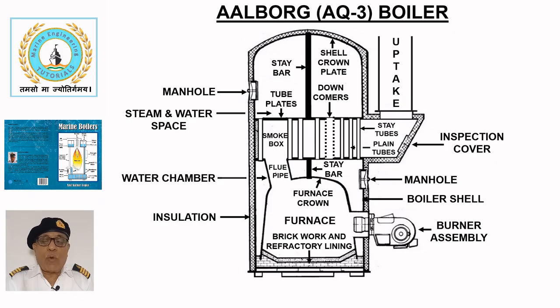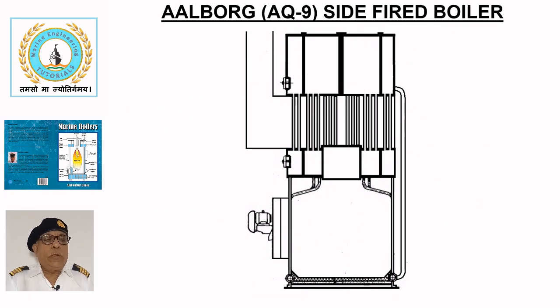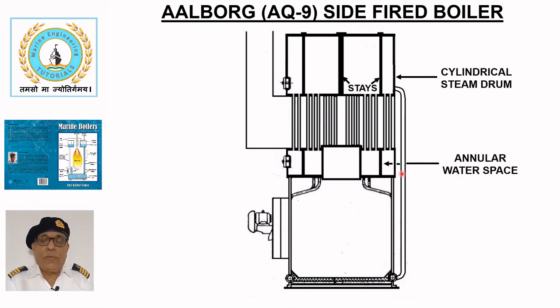When higher steam pressures are required, the furnace design is modified to water wall construction as described in the following slide. Aalborg AQ-9 side-fired boiler. This sketch shows a modern Aalborg water tube boiler with side-firing arrangement. It consists of a cylindrical steam drum and an annular water space with flat ends supported by stay bars.